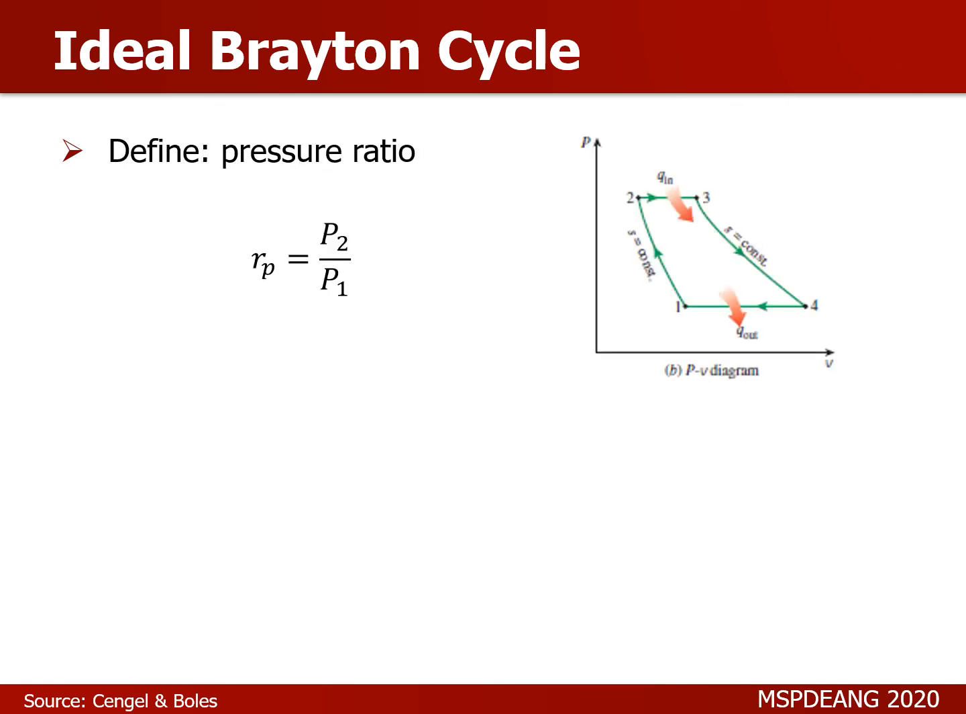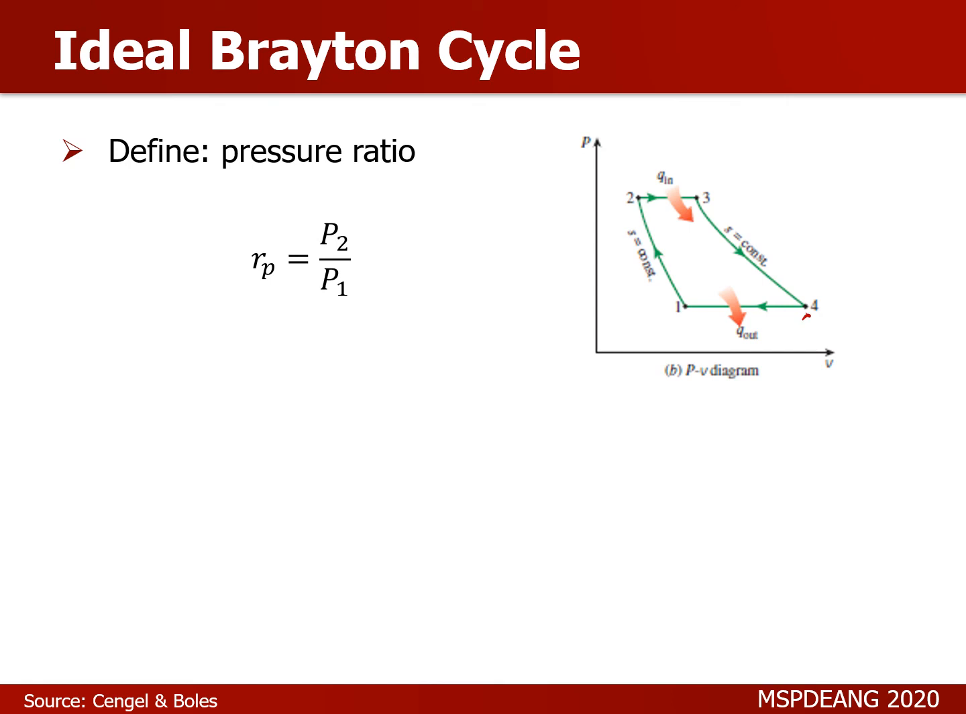Okay, so now to derive the thermal efficiency of your Brayton cycle, we now define what we call your pressure ratio. And the pressure ratio is defined as the ratio of the two working pressures in our cycle, which is the higher pressure P2 or P3, since equal sila, and the lower pressure P1, which is also equal to P4.